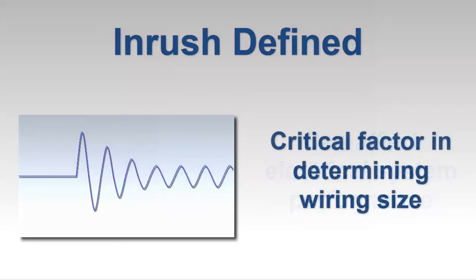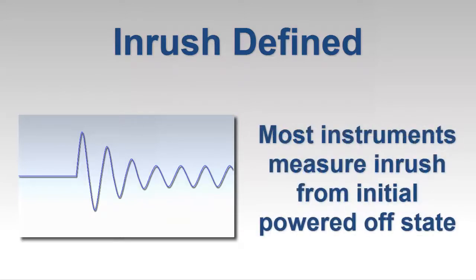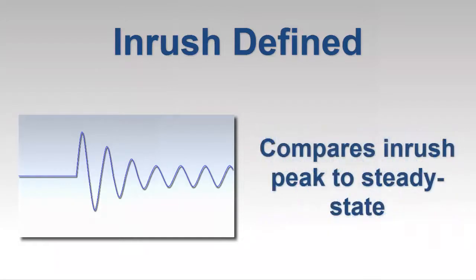InRush is also a critical factor in determining the proper sizing of your network. Most instruments can only measure InRush in systems that are initially powered off. Basically, these instruments measure current and voltage starting with the initial powered down state, through power up, and finally steady-state operation. This usually occurs within the first few seconds after startup. The instrument then compares the power up peak to steady state and, depending on the threshold criteria used, displays the InRush reading.